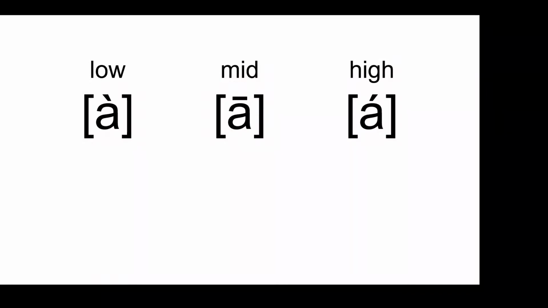Here is one standard way of representing three register tones, three level tones. So the first one, we have a low tone indicated with grave accent or an accent sort of leaning down. A mid tone with a level accent. And high tone with an acute accent pointing up.